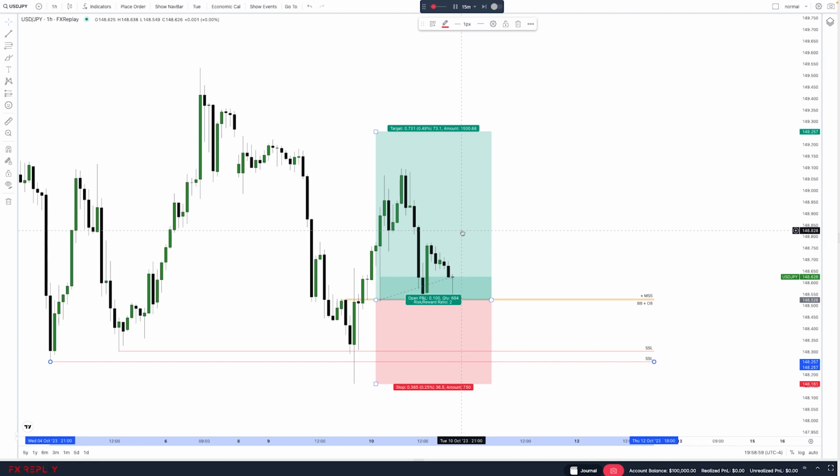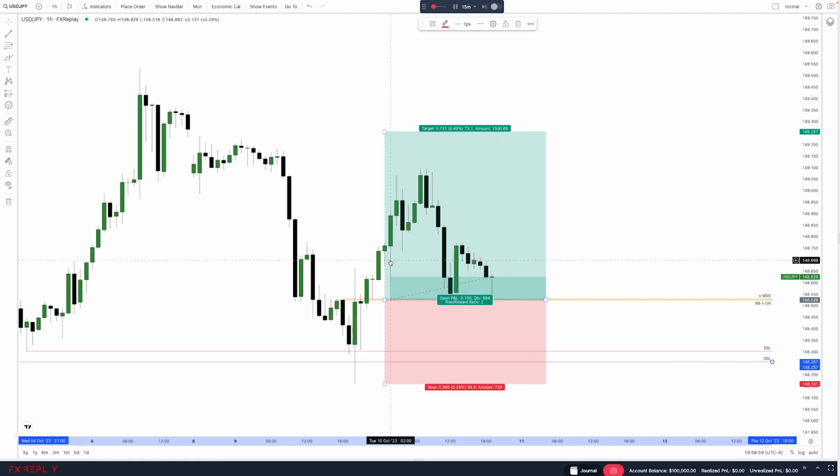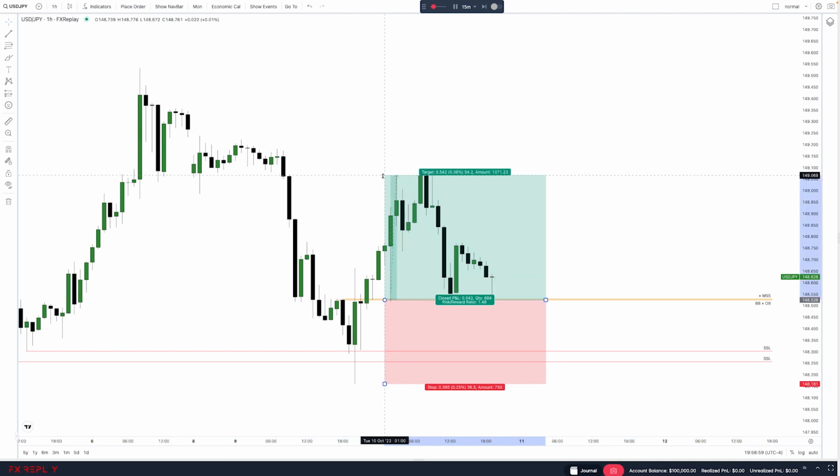So as you can see, we didn't come all the way up to our target, which was at a 1 to 2, but price reacted very well off our breaker, as you can see with this large wick right here, and it reached back up to a fair value gap resting right here.